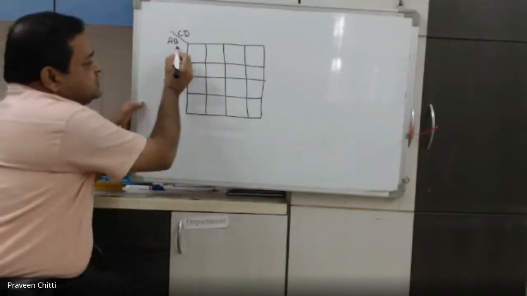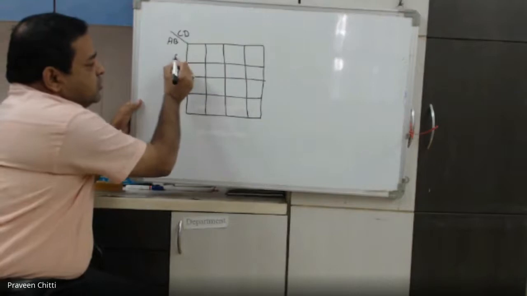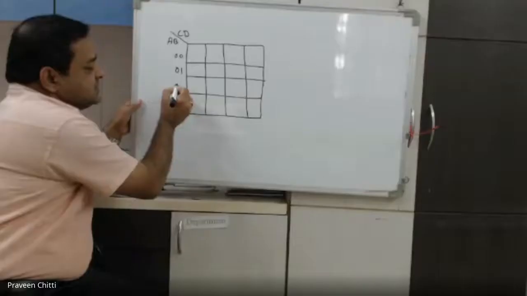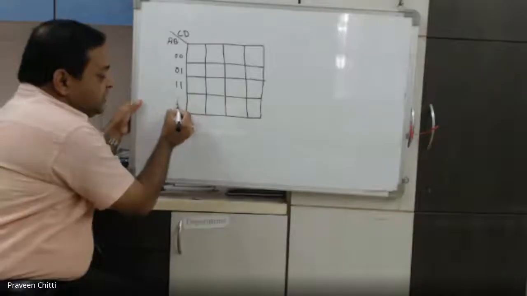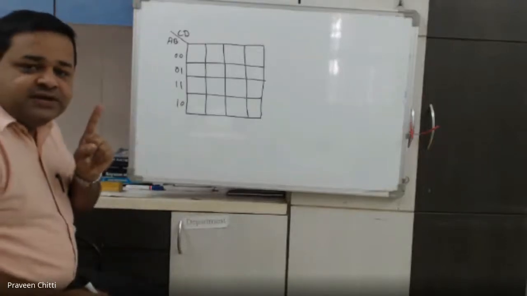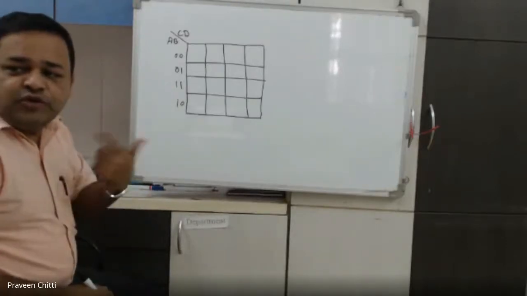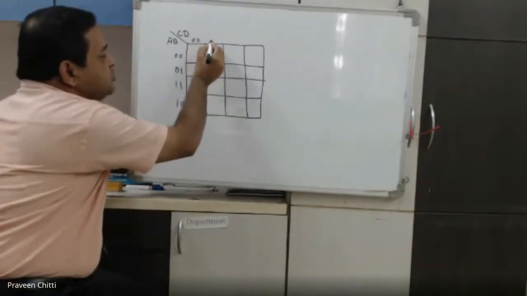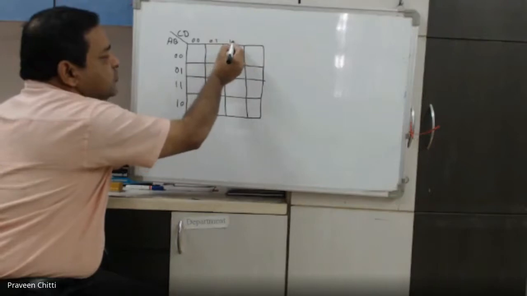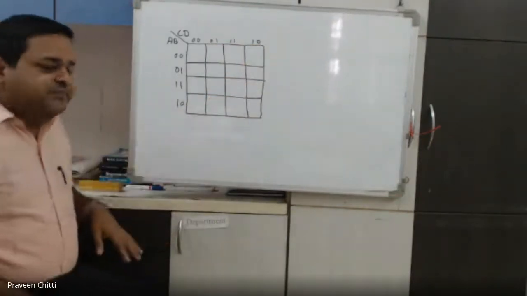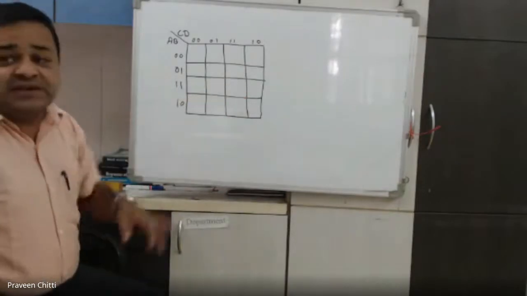What are the values these variables can take now? 0, 0. Next. 0, 1. Next. 1, 1. Next what I should write? 1, 0. I told you why. Because there should be only single variable changing when you are moving from one variable to another variable. Then 0, 0, 0, 1, 1, 1 and 1, 0. I hope it is clear. Is it fine? Now you have to number these cells.